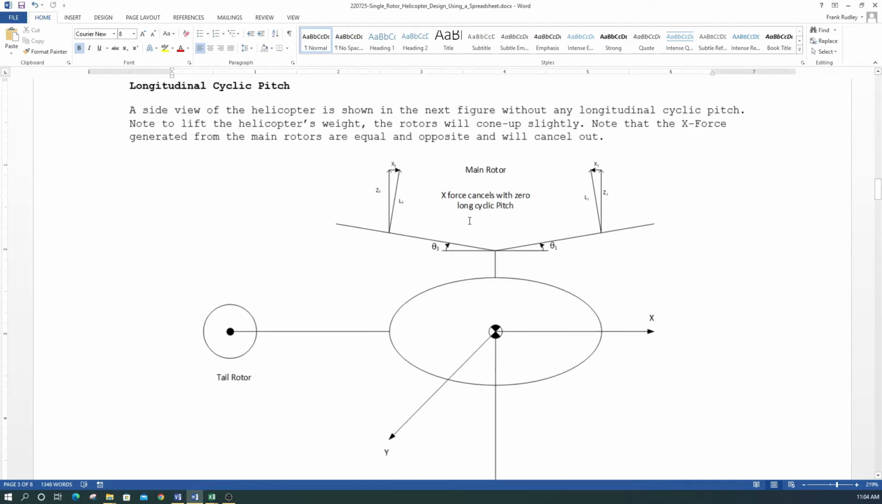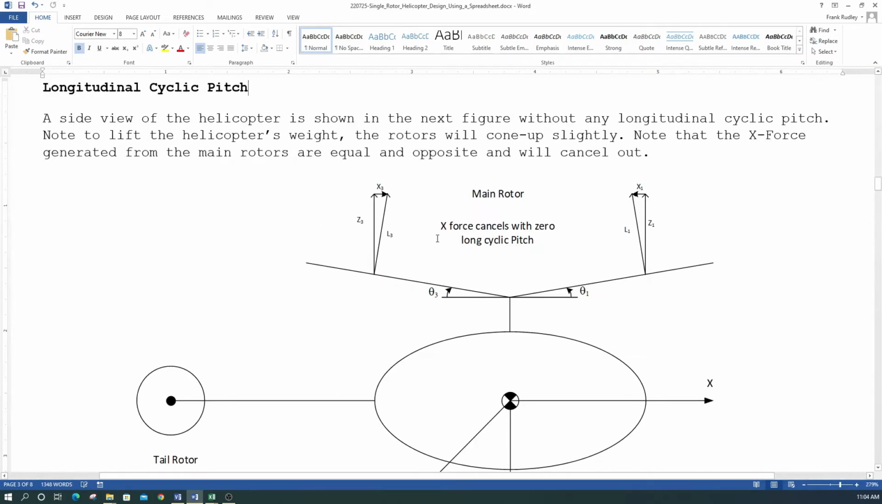I'm going to zoom in here a little bit. So this is an example where the longitudinal cyclic pitch is 0. And what happens, we generate this X force. So we call this X1 because this is blade 1. And we call this X3 because this is blade 3. So in this case, the X forces cancel. They're equal and opposite when the longitudinal cyclic pitch is 0.